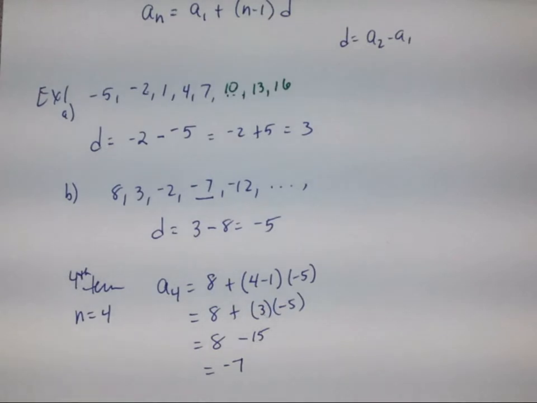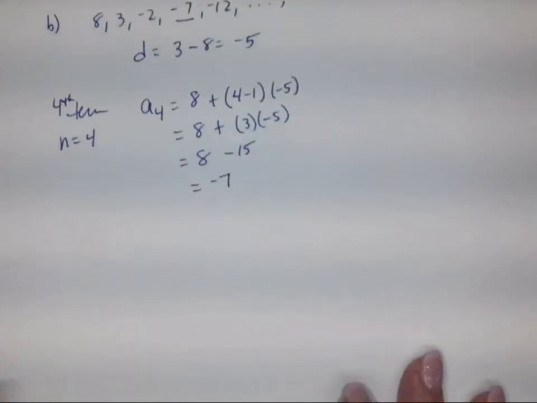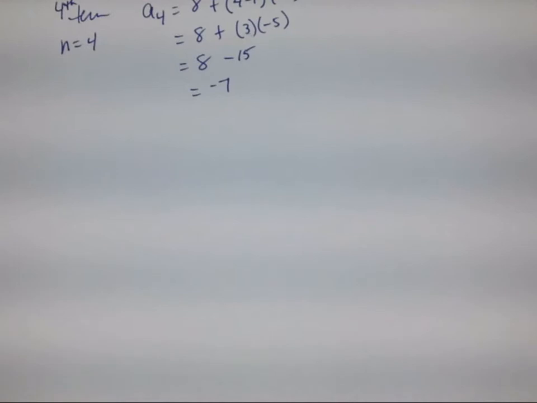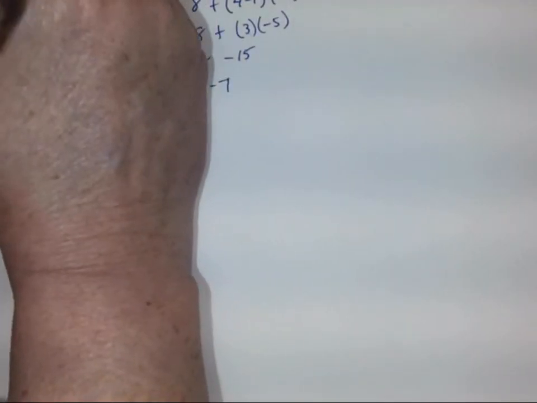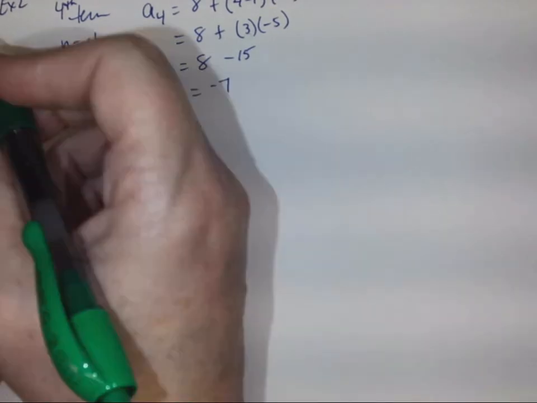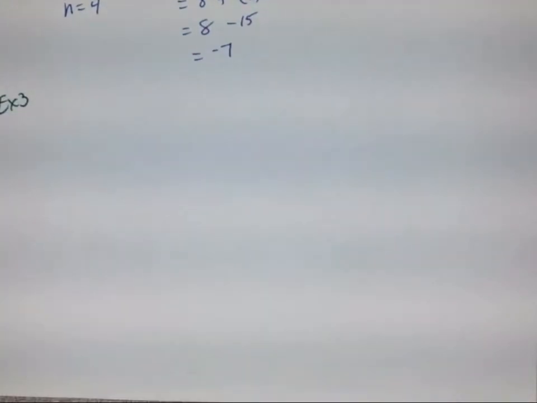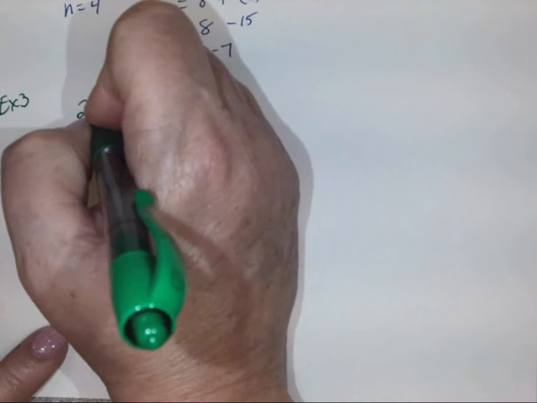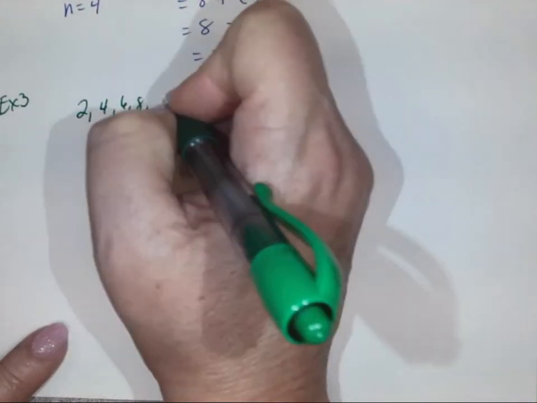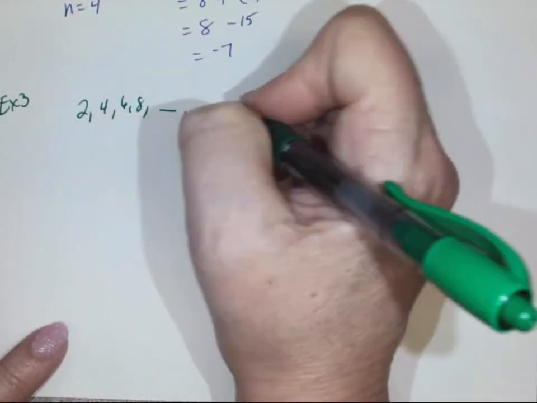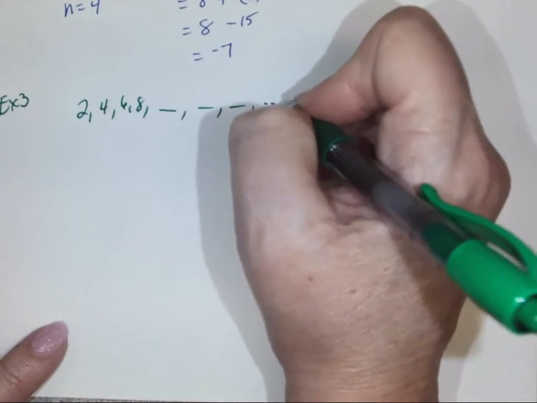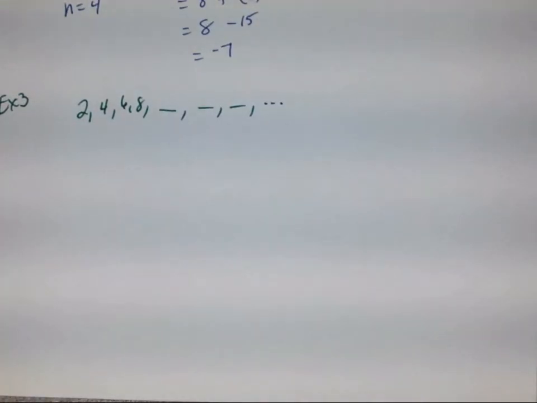All right, so let's look at another one. So this was example 2. We're going to example 3. We want to find the next term by finding and creating the formula for the nth term. So if we are given 2, 4, 6, 8, and we aren't given the next ones, we want to actually create a formula.